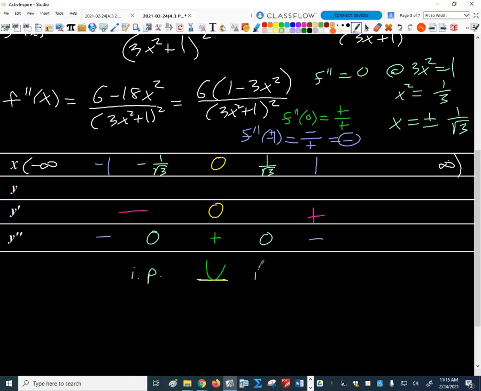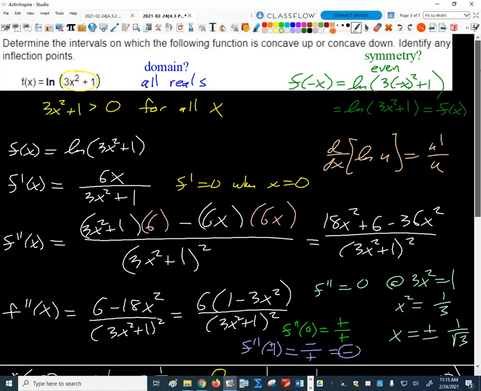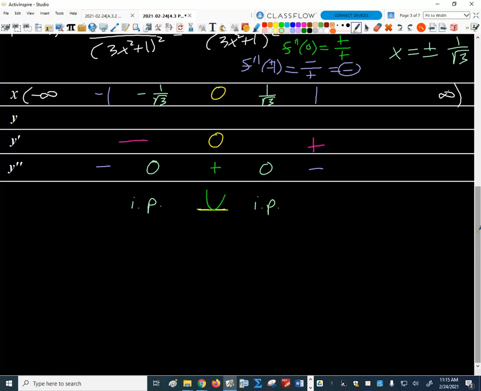And so this is also an inflection point. So let's use this table then to answer all these questions. We want to know the intervals on which the function is concave up or concave down. Okay, so type in, please, using interval notation. We'll just put a comma between intervals. Type in the intervals where the function is concave down.